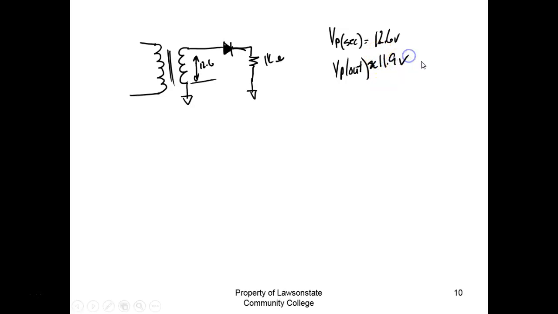We're trying to find our DC out. So we're using 12.6 volts as the output of the secondary, and we're going to be peak out. We're going to take 17 volts away from that, right? We give it around 11.9 volts. And then we're going to calculate volts DC.